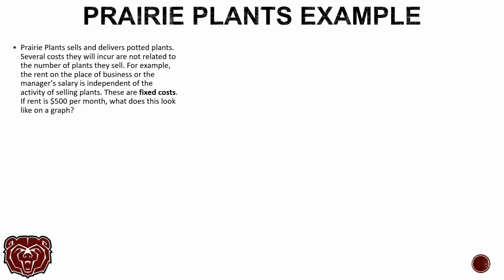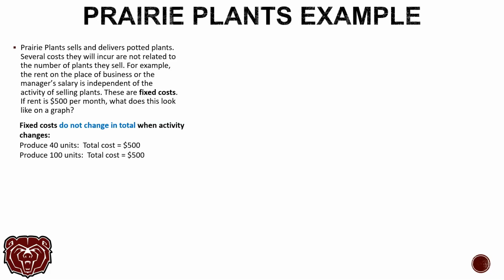Several of the costs that they incur are not related to the number of plants that they sell. For example, the rent on the place of business or the manager's salary is independent of the activity of selling plants. These are called fixed costs. If rent is $500 a month, what does it look like if we graph it?